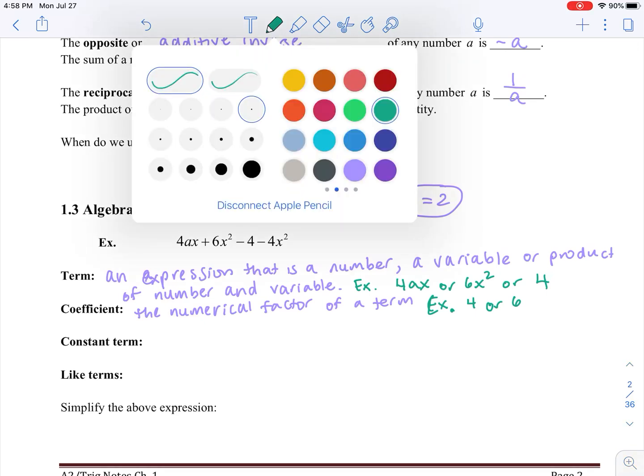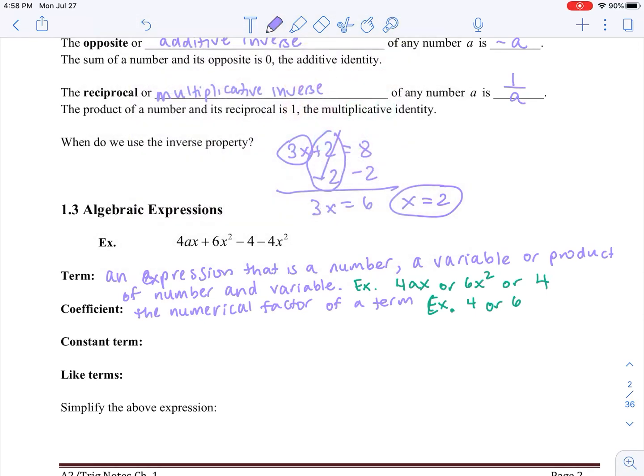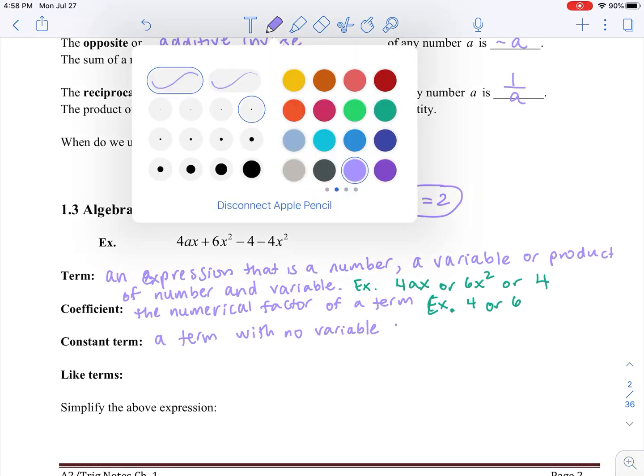Constant term, and students get those two confused, coefficient and constant term, but a constant term is a term without any variables, with no variables. So if we look at our expression above, we have only one term that doesn't have any variables, and that's negative 4.